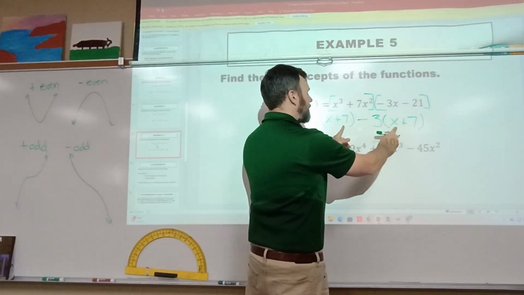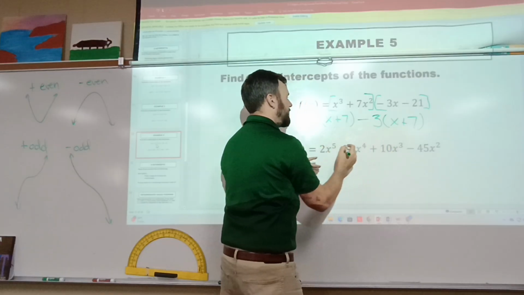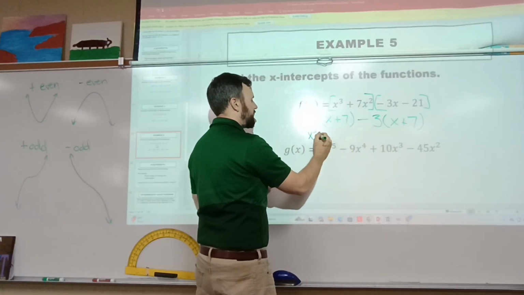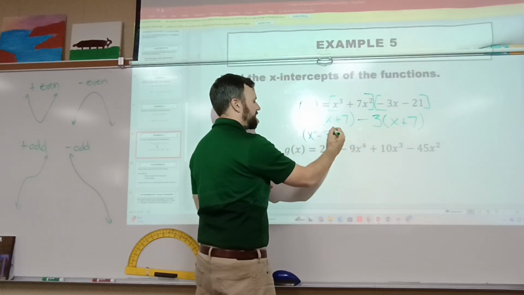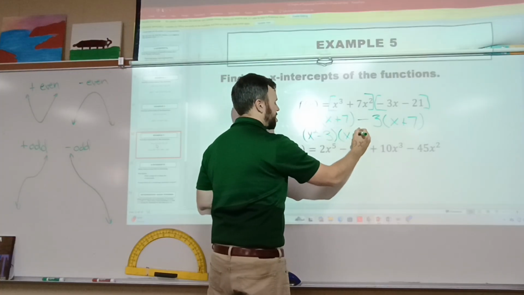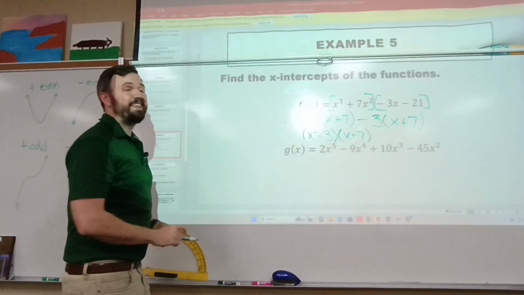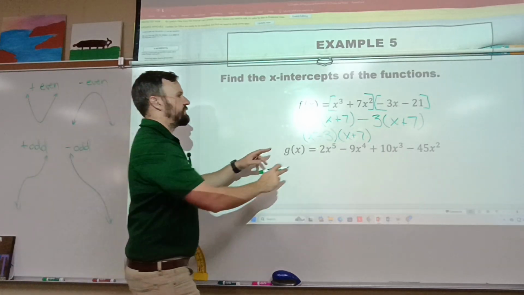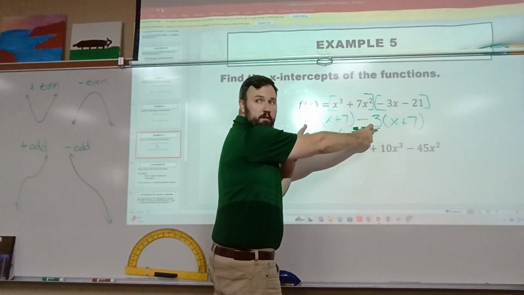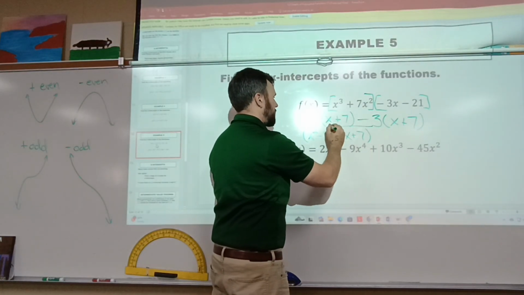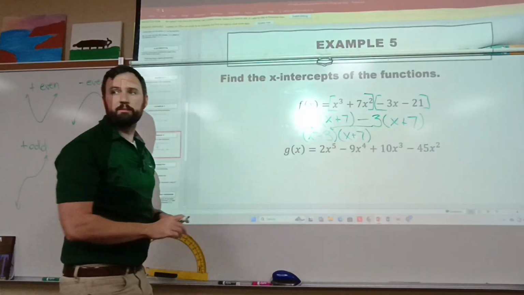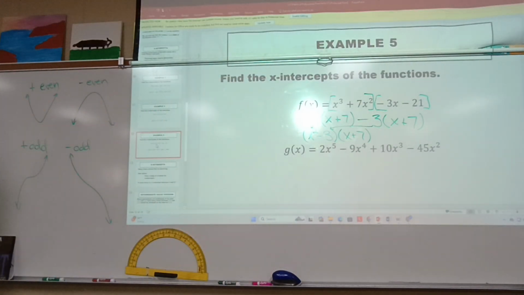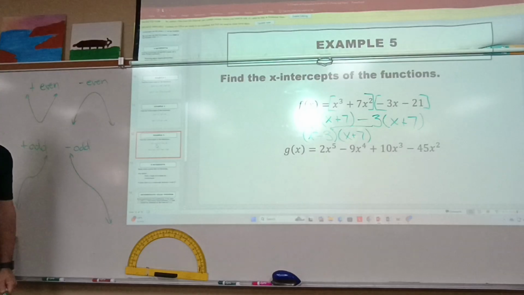Uh-oh, are these the same? They are. So I can actually rewrite this as x squared minus 3 times x plus 7. And that's actually fully factored. That's done, because it's distributed. This is the distributive property. So I can pull them both out in front again. If you FOIL that out, it equals the same thing as what it does up above.